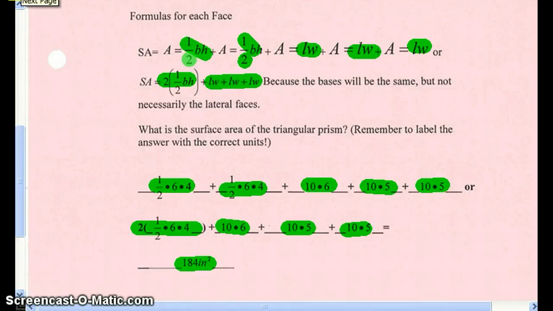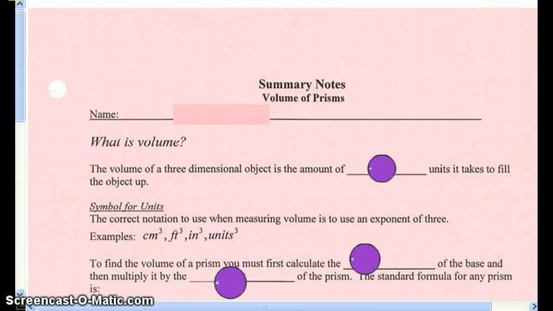Turn your notes to the next page. Now we're going to talk about how to find the volume of prisms.